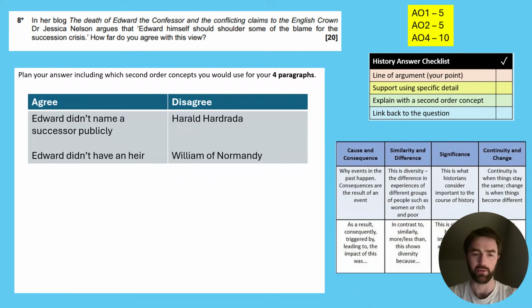Agree, well, Edward didn't name a successor publicly, and Edward didn't have an heir, so that's 2 agree paragraphs. And then disagreeing, we've got Harold Hardrada. He's an issue outside the control of Edward the Confessor, as Harold's father Magnus was given his claim by someone completely unrelated. And then William and Normandy, now you could argue that, yes, he had a good, strong relationship with Edward, but without his drive, you could argue that the succession crisis would have never happened.